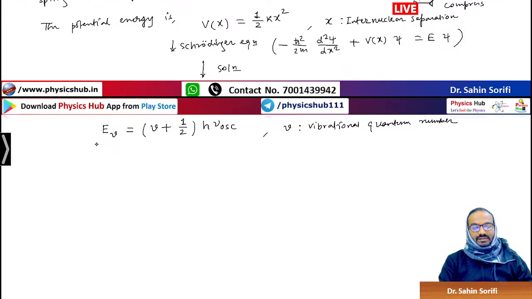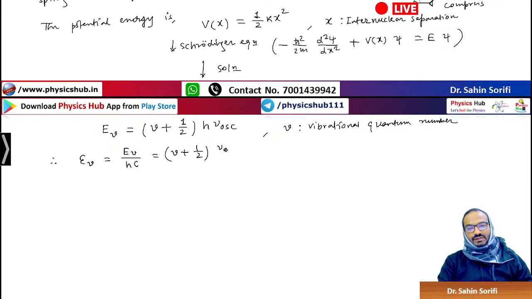Now if you want to express it in terms of wave number, because in atomic and molecular physics we express things in wave number, meaning centimeter inverse or meter inverse, we have to take this curly E. So what do we do? We divide by hc, right? This equals (v plus half) into nu oscillation divided by c. This nu oscillation by c is identified as omega_e. So this is (v plus half) omega_e.